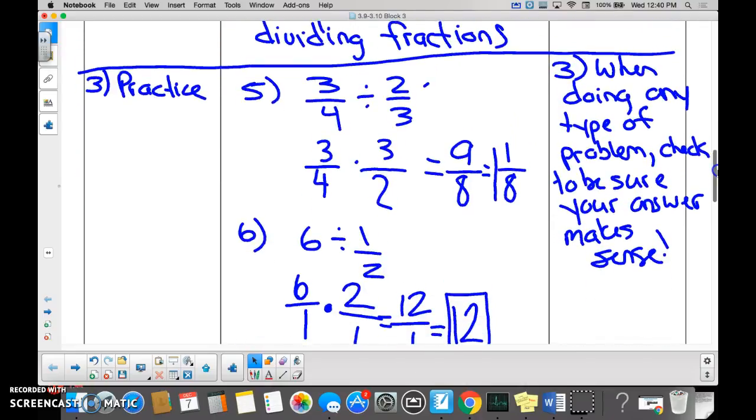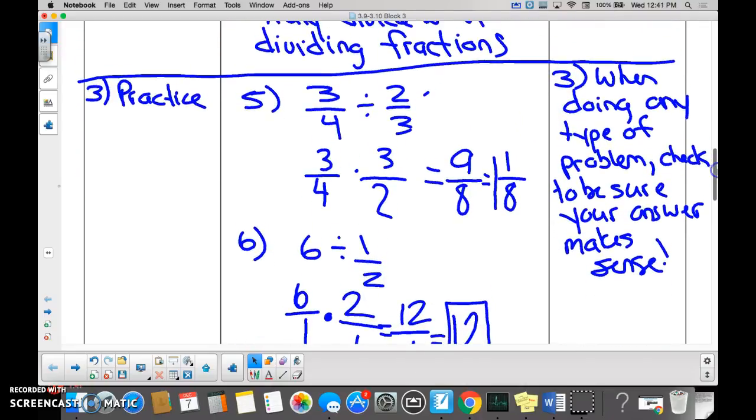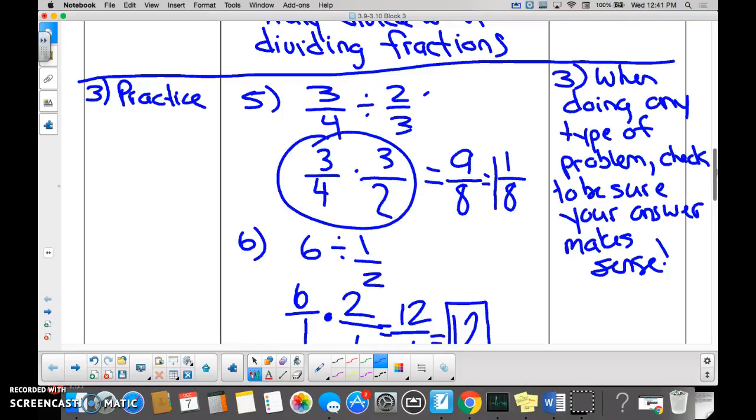Number 5, 3/4 and 2/3. My oh my. Flip the second and multiply. Okay, can you cross reduce? So after you have flipped the second and multiply, this is what you end up with. Can you cross reduce? No. Well, you can cross reduce, but in this case there's nothing to cross reduce, right? Yeah. So you simply multiply.